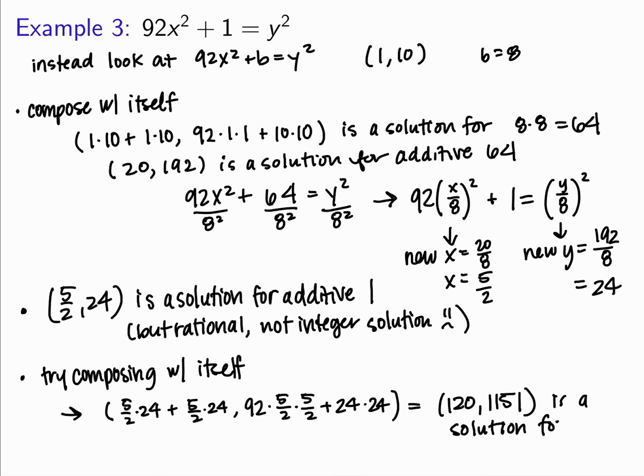for additive 1, which is pretty awesome because what were we looking for? We wanted an integer solution to the original quadratic we were looking at, and 120 comma 1151 is an integer solution here. Now that we found one, that's kind of the ticket. Once you find one, you can generate a whole bunch more by composing with itself and then composing it with new ones as well. But so that's how we handle Brahmagupta's method.